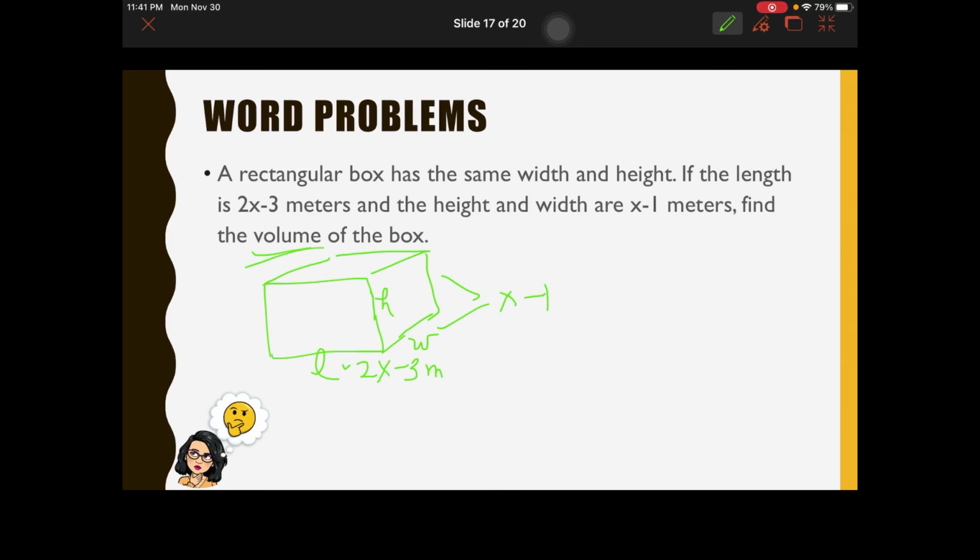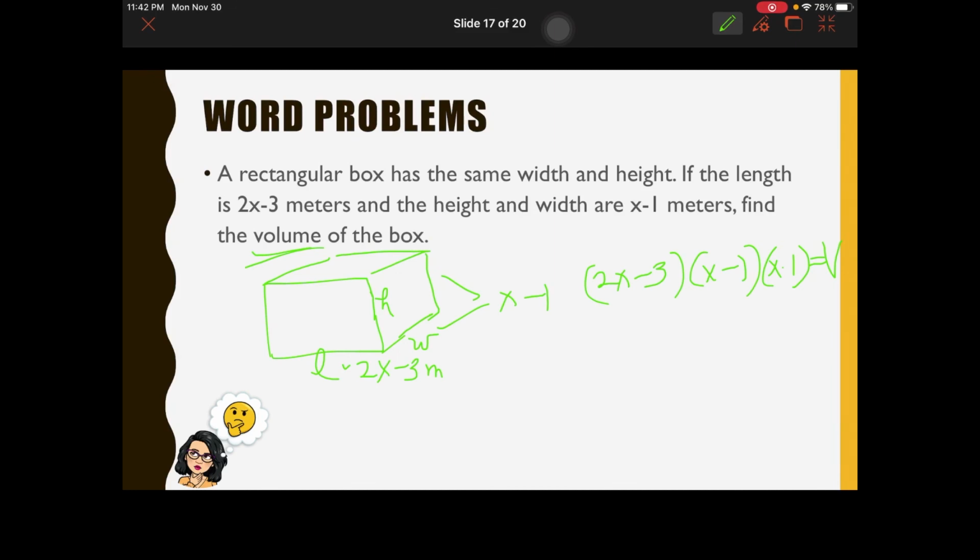Ang volume po ay paanong nakukuha? We just multiply our 3 dimensions. So, in this case, we will be having 2x minus 3 times x minus 1 times x minus 1 equals. That's it. So, yan po ang ating volume. Ang gagawin nyo lang po ay isi-simplify nyo po yan or you will be combining terms. You will do FOIL or kung anumang method po ang inyong ginagawa when you're multiplying this. And that will be your final answer. Okay? So, I will leave that to your imagination na lamang mga anak.